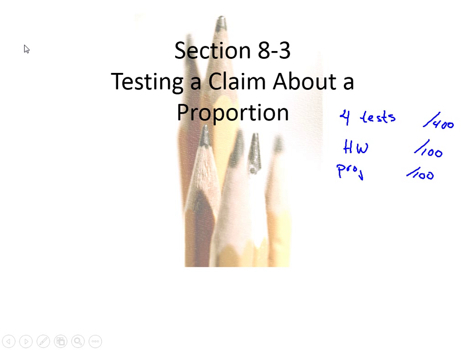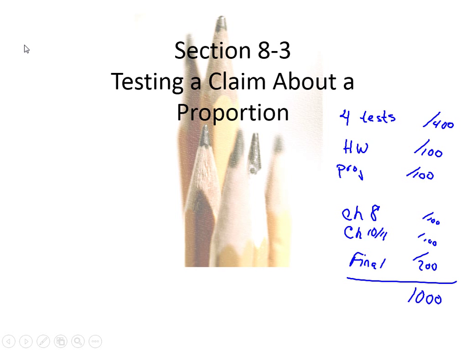Granted, homework and projects can still change a little bit because we'll still be doing some more of those. We still have left the chapter 8 test and the chapter 10-11 test, which are both worth 100 points. And we have left the final, which is really worth 200 points. We will have a total of 1,000 points when we're done with the semester. So we've done about 600 points out of the 1,000 points.